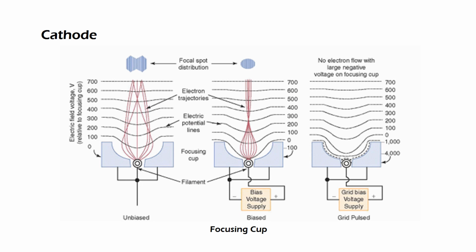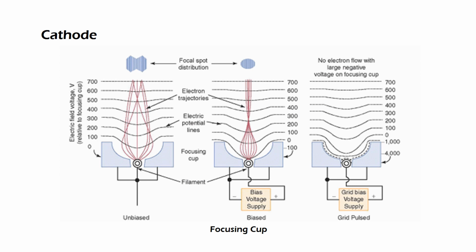Without the focusing cup, the negatively charged electrons emitted from the filament would be electrostatically repelled among themselves in all directions, resulting in a broad electron beam that would hit the anode in a diffuse pattern rather than a focused spot. This would reduce the efficiency of the X-ray production and degrade the image quality.